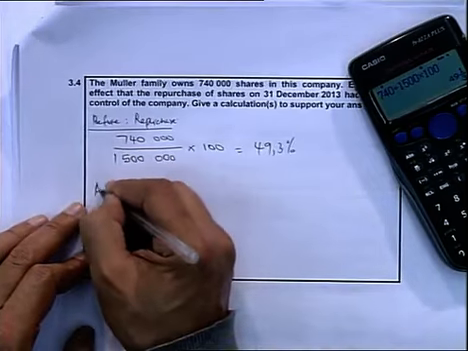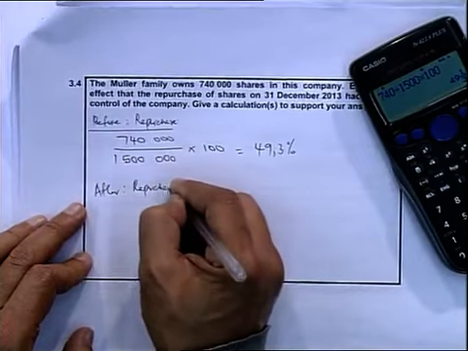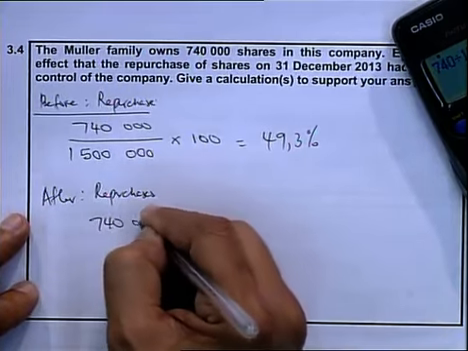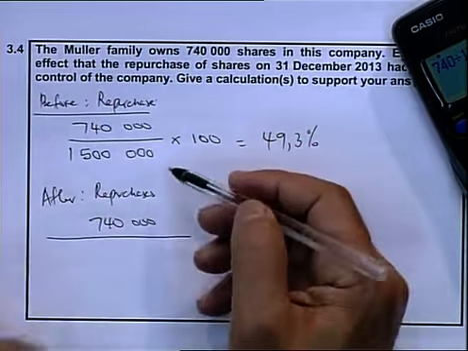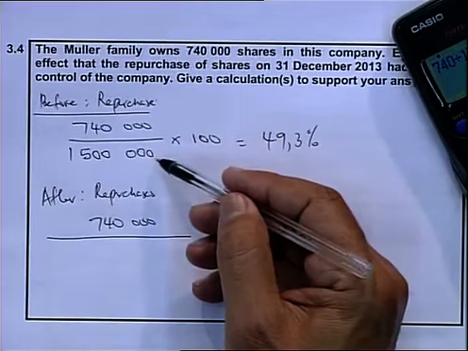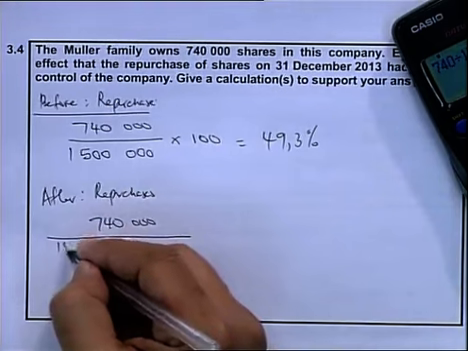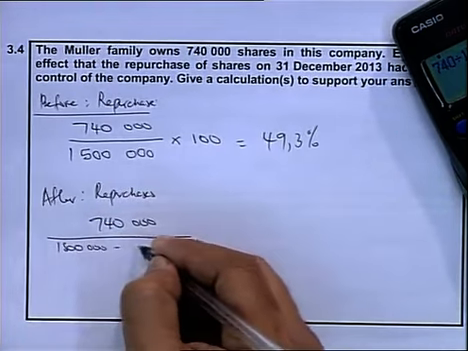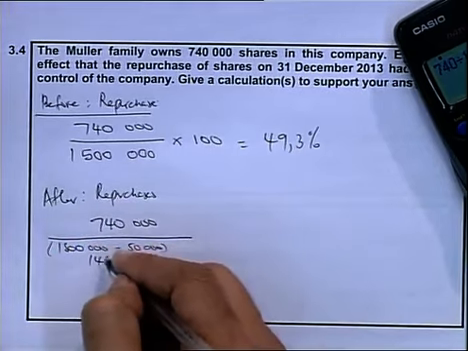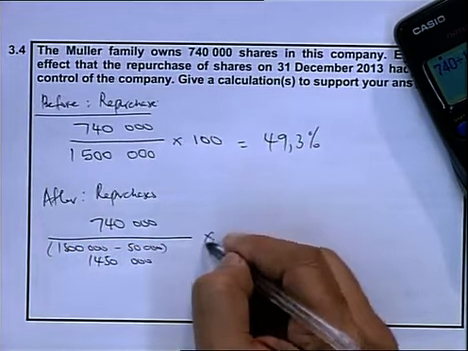So after the buyback, they still own 740,000. But now the number of shares in circulation, or the number of shares that was issued, is no longer 1.5 million. It's now 1.5 million minus the amount that we repurchased. So it's actually 1,450,000. Okay? And we multiply that.